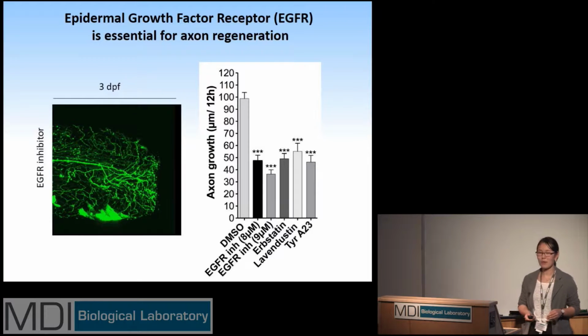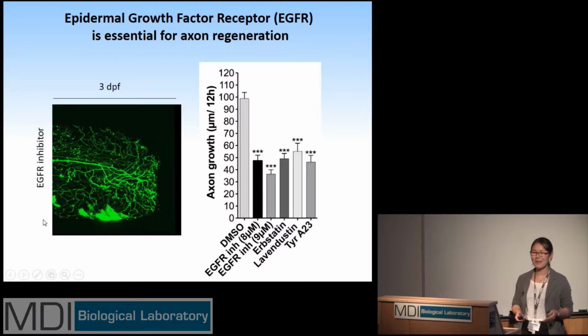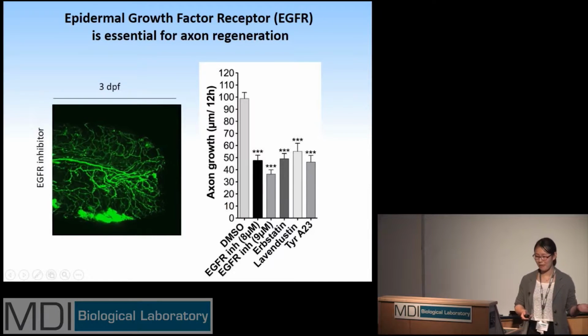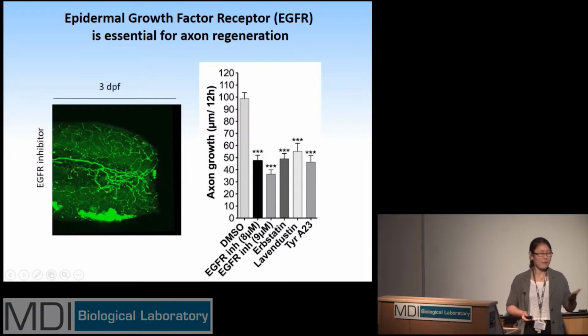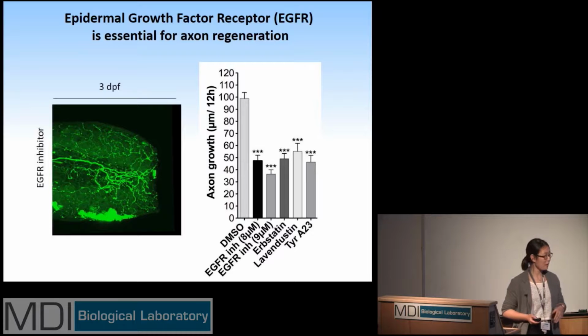Another thing that is important in axon regeneration is epidermal growth factor receptor, or EGFR. This is a receptor that is important in development. Dr. Rieger in the past has shown that the epidermal growth factor receptor is necessary for axon regeneration as well, because when EGFR is pharmacologically blocked, we do not see the regeneration of axons either.